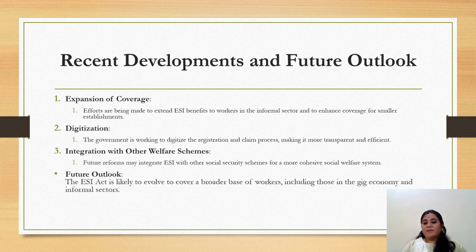The various recent developments and future outlook. First one is expansion of coverage: inclusion of informal workers and smaller establishments. Second one is digitalization, which simplifies registration and claim processes. Then we have possible integration with other welfare schemes. And this Act has a future vision, extending coverage to gig workers and informal sectors. So in this, we have learned about the Act's adaptability and scope for future improvement.